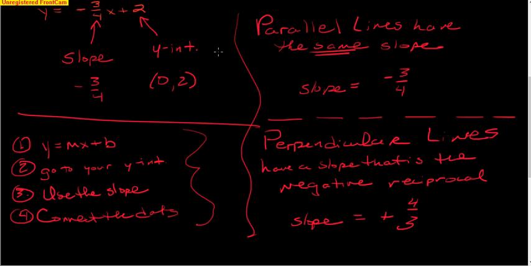Parallel lines have the same slope. Perpendicular lines have slopes that are negative reciprocals of each other. Okay, so I'm going to turn this off and turn the next example on here. So I'll see you later to that.